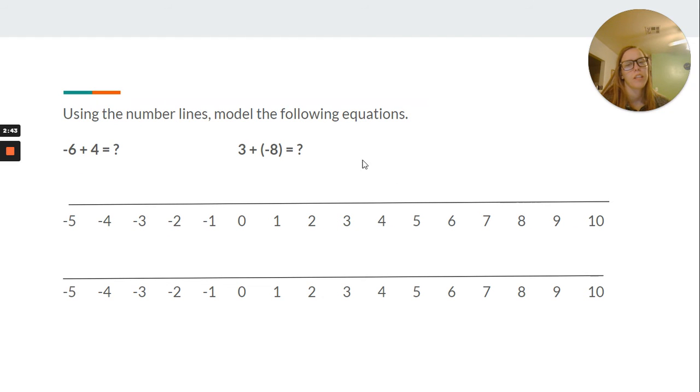So using the number lines, model the following equations. So you're going to work on this on your own. We have negative 6 plus 4 and 3 plus negative 8. When you're ready, hit play to see the answers.